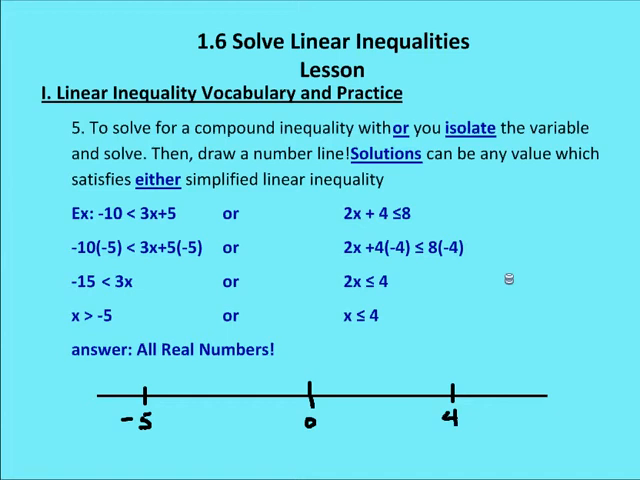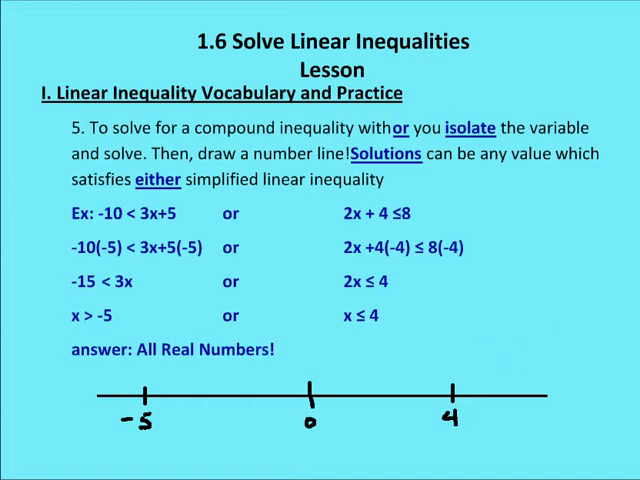Okay, now I have these two solutions, x is greater than negative 5, x is less than or equal to 4. With a compound inequality that has or, solutions can be any value which satisfies either simplified linear inequality. So it helps to draw a number line. So that's what we're going to do.